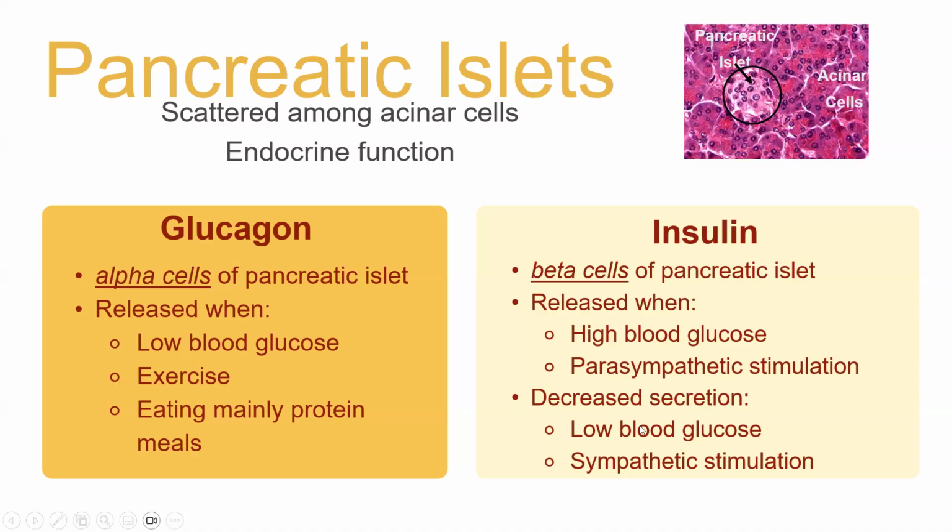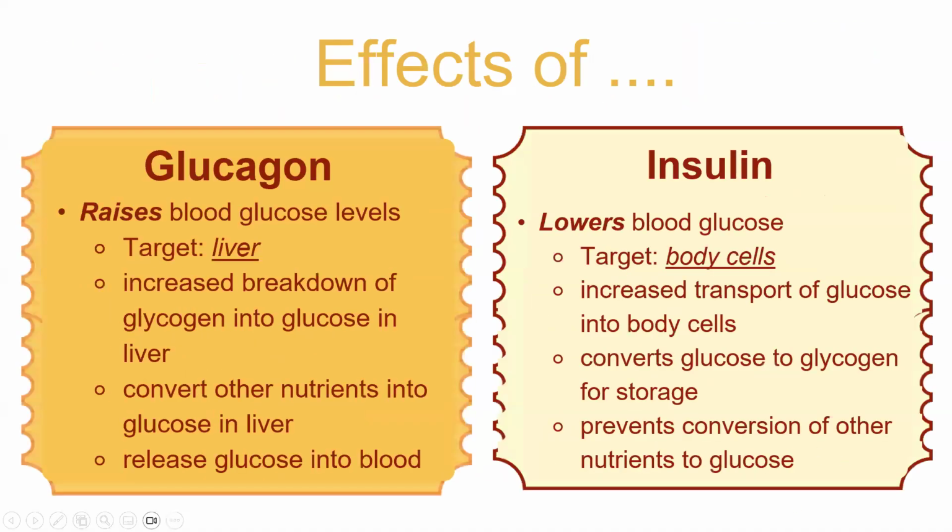We use less of this, obviously, if our blood glucose is low because we need glucagon. We also just kind of the opposites. If sympathetic stimulation is going, you don't want to be worrying about digesting or utilizing that food. So that is going to decrease insulin. So the end result of glucagon is raising our blood glucose levels.